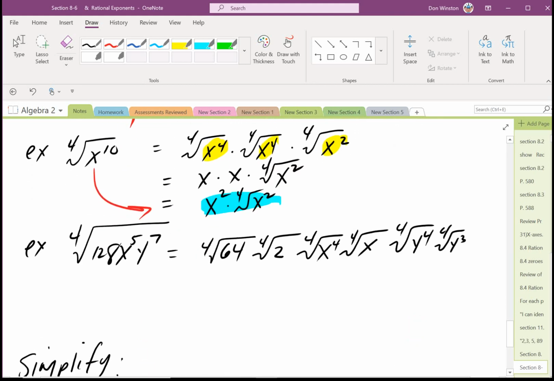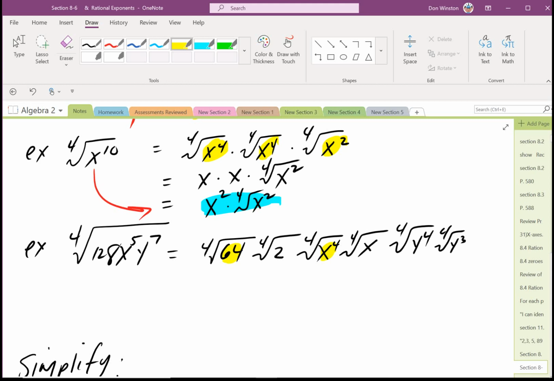And then lastly, what happens? This looks humongous, but it really isn't that difficult, as long as you remember that table that I just talked about. So here I have the fourth root of 128. What is the largest perfect fourth root factor of 128 that I have? Well, it's 64. 64 times 2 gives me 128. And then x to the fifth, I'll break that up into x to the fourth times x. So the fourth root of x to the fifth is the fourth root of x to the fourth times the fourth root of x. And then what about y to the seventh?